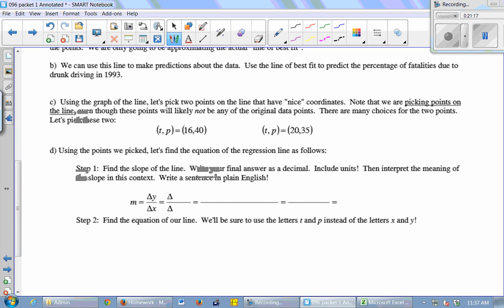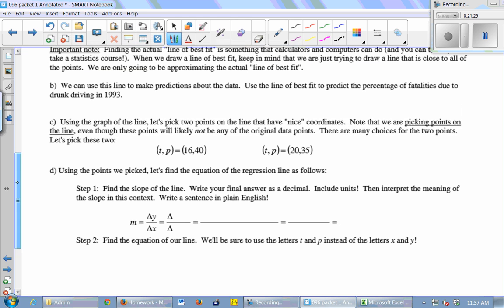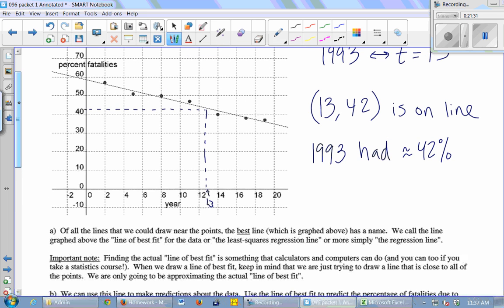All right, so using the graph of this line, I'm going to pick two points that have nice coordinates. So you can pick any two points on the line, right? Because it'll always give the same slope and the same equation. Pick any two points. I'm just going to pick two that are nice, meaning they have easy to find coordinates. I'm not going to pick any of the points from the scatter plot. I want points on the line.